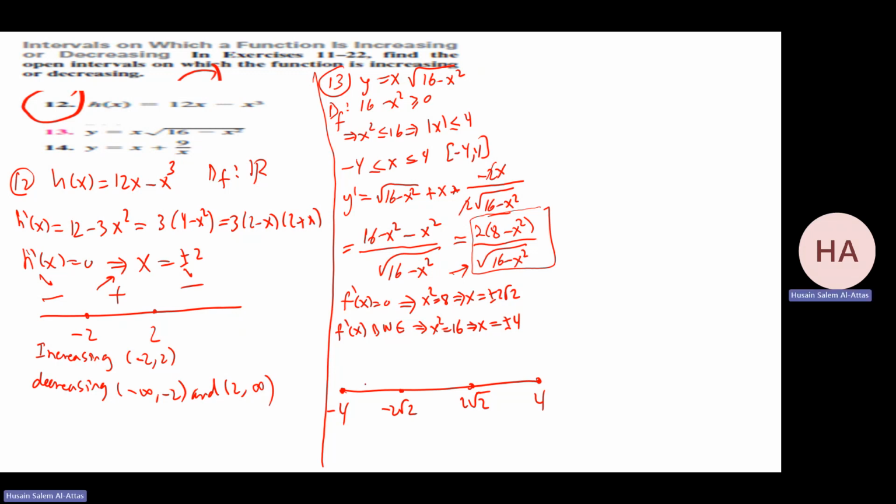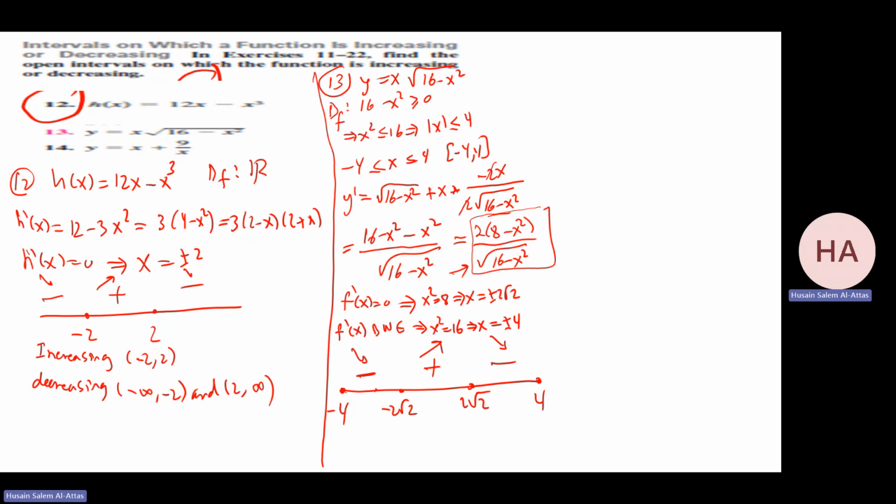Okay, I take a value here, minus 3, for example. Substitute, it will be 8 minus 9, that will be negative. Here I take 0, easy one. Take 0, you have what? Positive. Here I have 3, it will be negative again. So it's decreasing, increasing, decreasing.